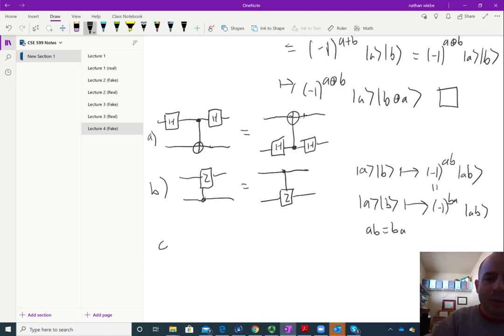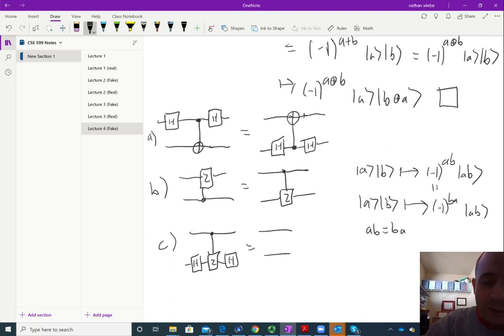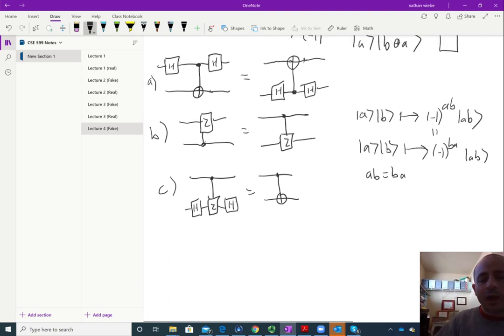let's modify this a little bit. So I want to be able to write a controlled Z gate in terms of a controlled X gate. My claim is that controlled Z with two Hadamards around it is equal to a controlled NOT gate. Okay, well, how do we see this? All right, well, let's take a look at cases.